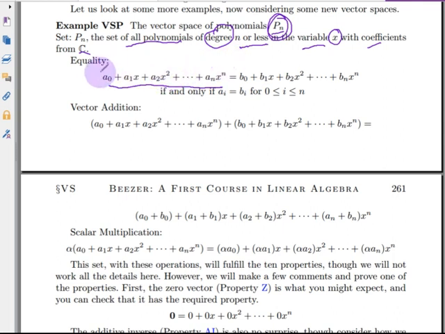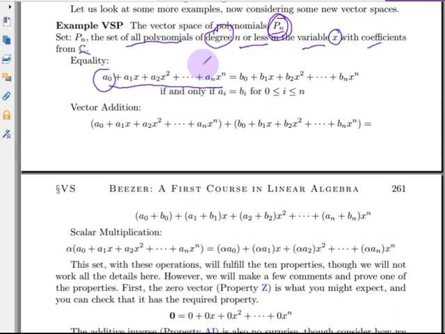You can see you have n plus 1 terms in a polynomial of degree n, because there's a constant term. For instance, if n is equal to 2, you'd have the constant term, the linear term, and the quadratic term. There's actually 3 terms in the polynomial.